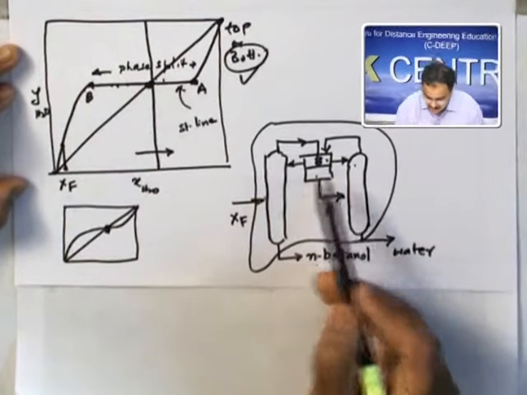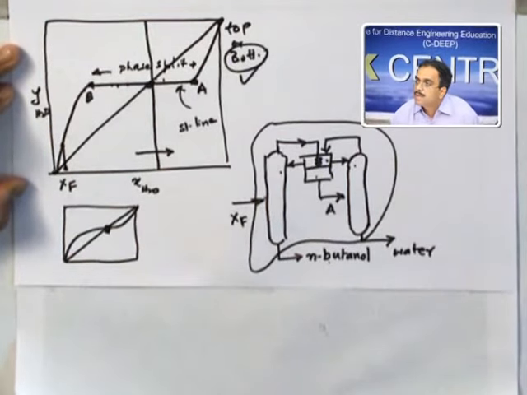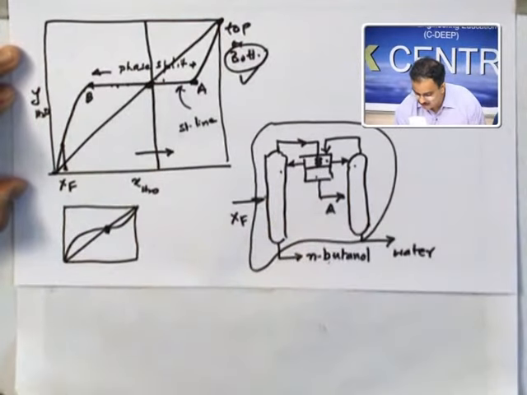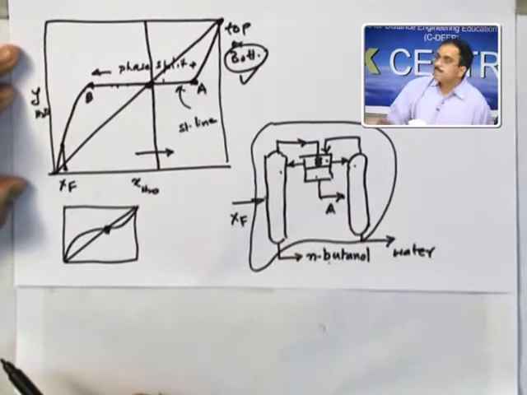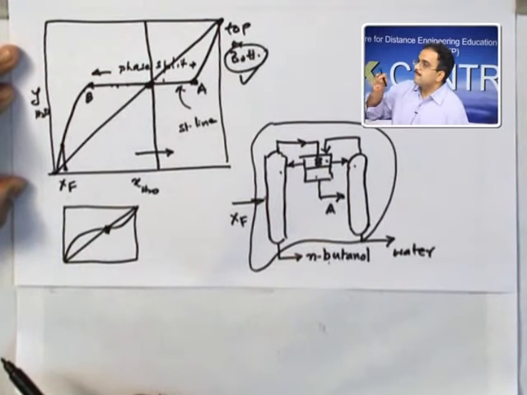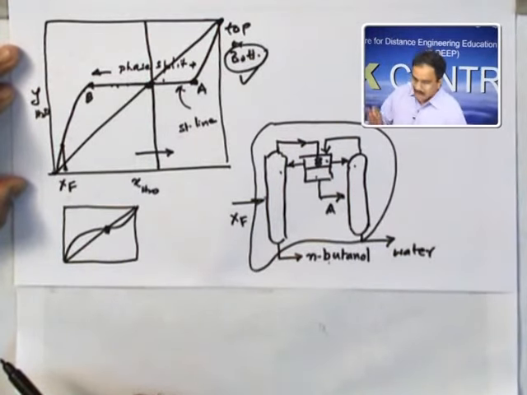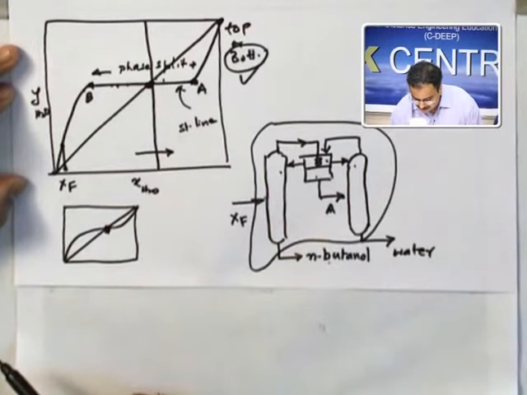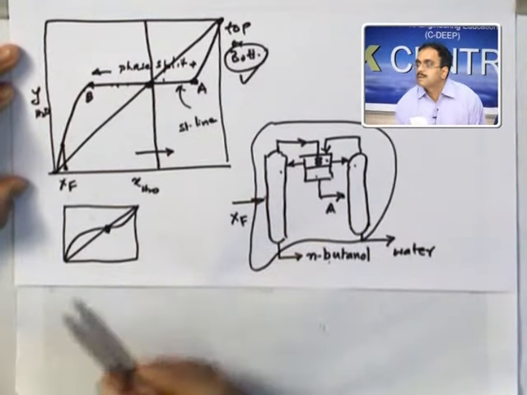Oh, A means A is this point actually. That means it is a binary mixture. I am just denoting this because we should be able to correlate. I am not saying A is a pure component, A is the name of that point, the composition. So it is a binary mixture. Similarly, B is also a binary mixture.